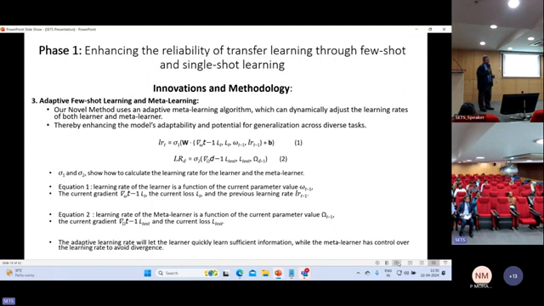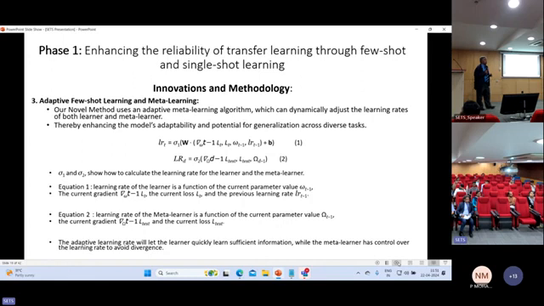So here is the mathematics we have, where sigma 1 and sigma 2 show how to calculate the learning rate for the learner as well as the meta-learner. There is a very beautiful science behind all of these things. Equation 1 gives you the rate of the learner as a function of the current parameter, the current gradient, the current loss, and the previous learning rate. So that takes into account all of the things that we are talking about.